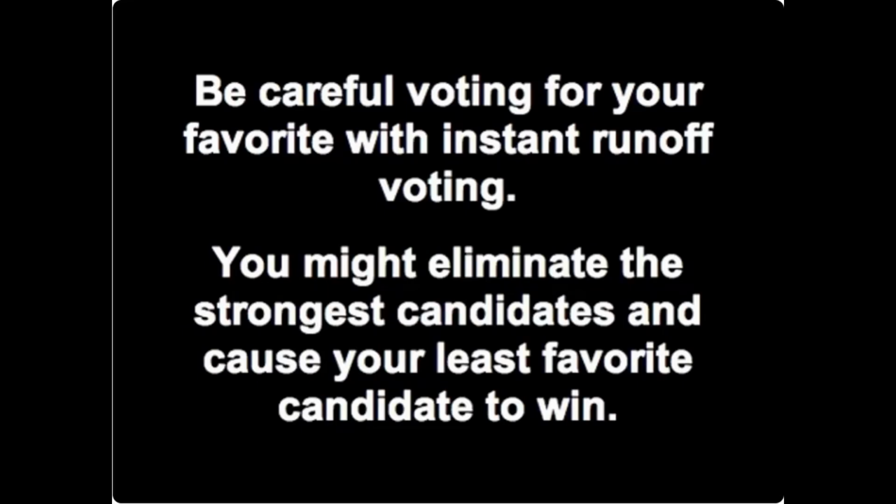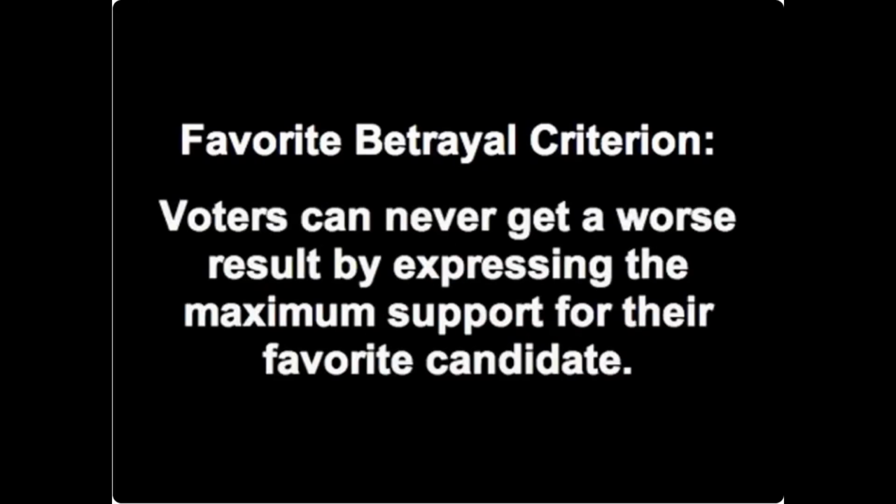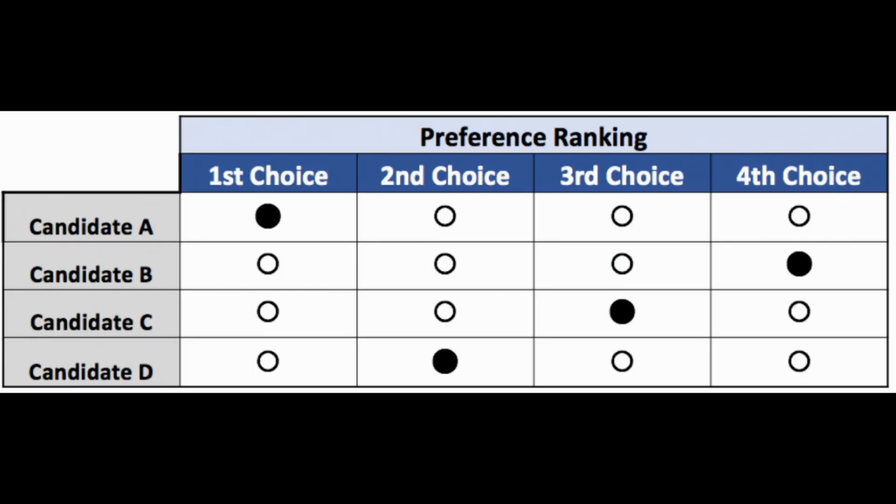If you want a voting system that avoids this problem, then you care about the favorite betrayal criterion. The favorite betrayal criterion says, voters can never get a worse result by expressing the maximum support for their favorite candidate. When all of the voter data is factored into the outcome, voters can put their favorite candidate first without any risk. Ballots should be processed in such a way that the outcome cannot be manipulated by strategic voting.